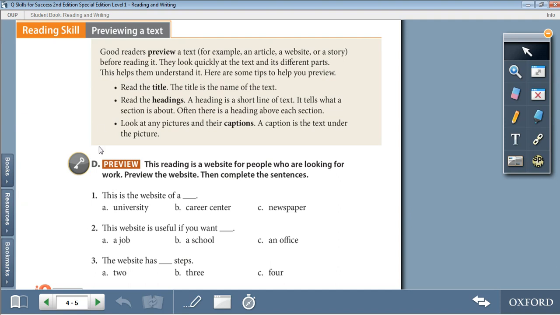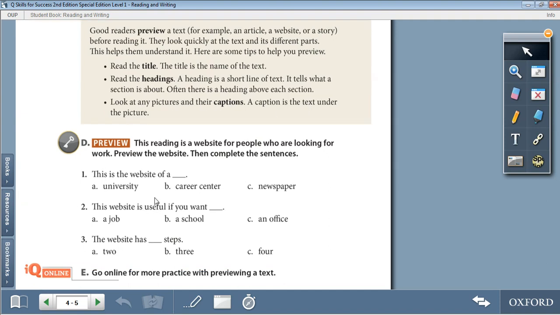So what you basically need to do to preview a text is read the title. The title is the name of the text. Read the headings or the subtitles. A heading is a short line of text. It tells what a section is about. Often there is a heading about each section. And look at any pictures and their captions, the writing on the picture. A caption is the text under the picture.